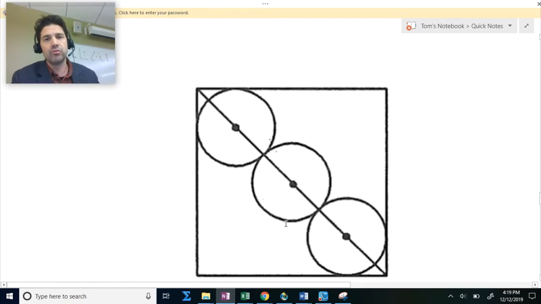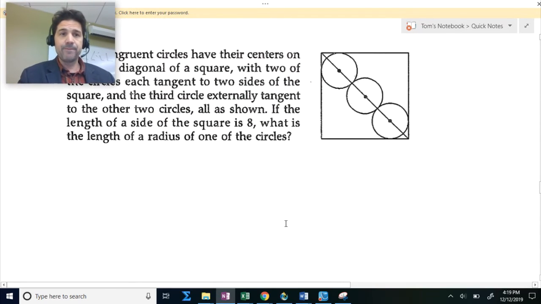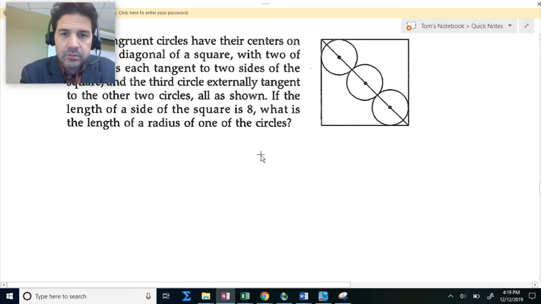So let's recall, you have to know your special right triangles. Hopefully you got the 45, 45, 90 down.